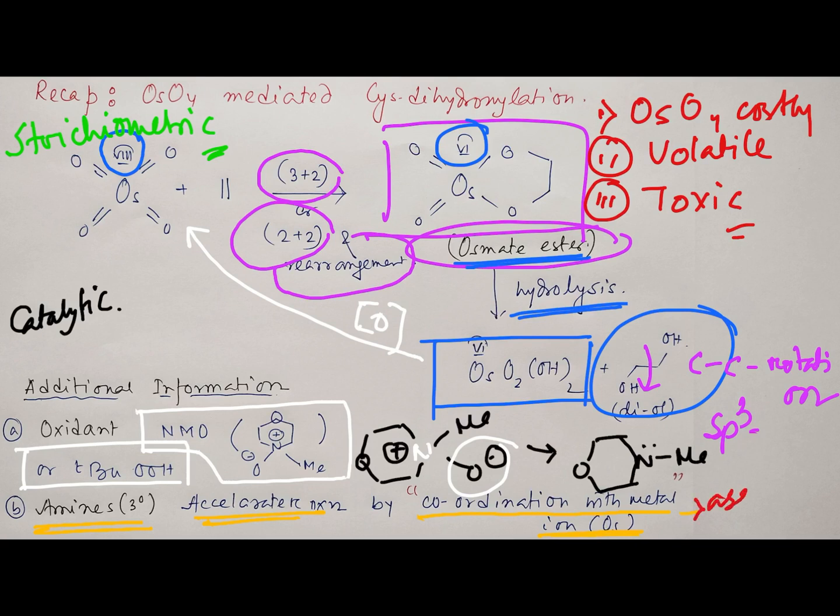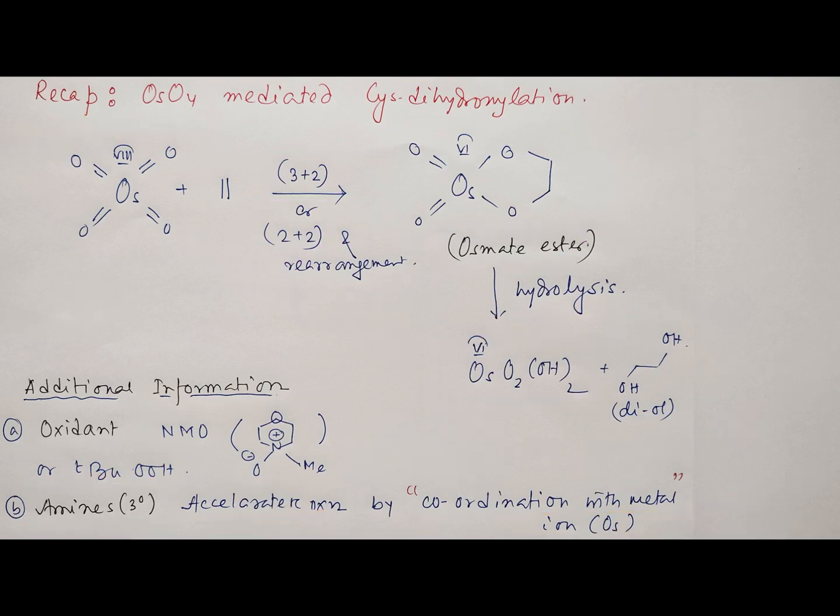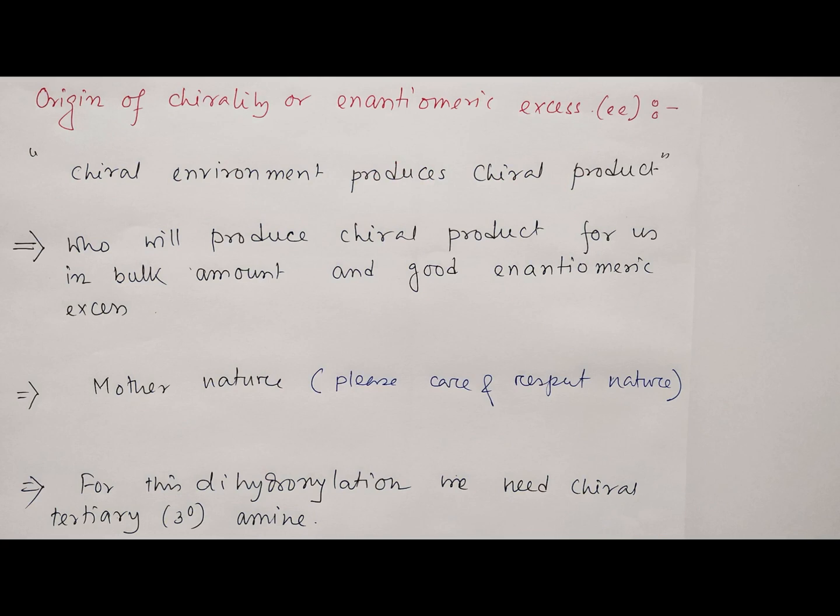Why? Because when an amine coordinates to the metal center and increases the reaction rate, if we use a chiral tertiary amine, that could be our ligand to get the asymmetric counterpart, meaning enantiomeric excess. So let's discuss how the asymmetry could be introduced into the reaction. The point is the origin of chirality, or enantiomeric excess, for this reaction.